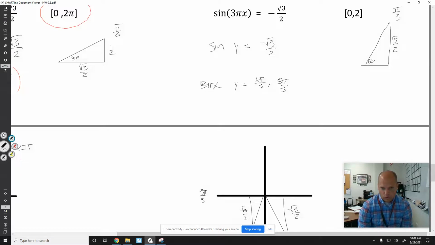But I'm looking for solutions for x. I need to take both of these, divide it by 3 and pi. You could also say multiply by 1 over 3 pi. That might be easier to see.